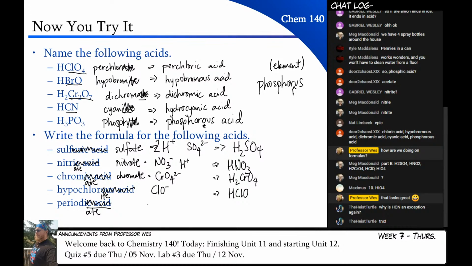So periodate is IO4 minus. So the formula ends up being HIO4. So periodic acid has that formula. Not per-iodic acid. There's no such thing.